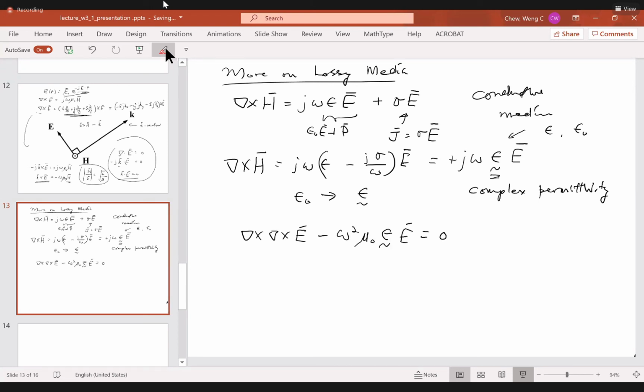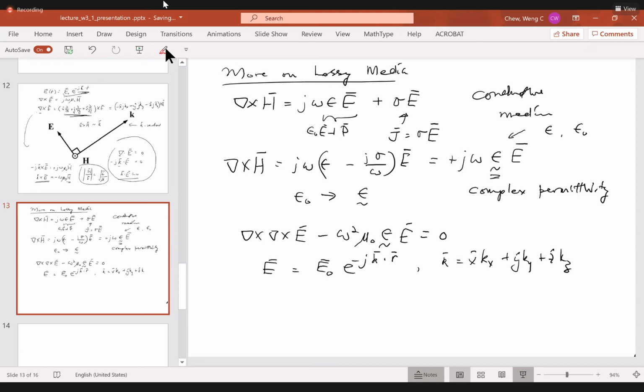We have no more source because J external is equal to 0. You will get an equation something like this if you go through the math. And then again, with the same argument, you can see that E has to be something of this form. Beautiful. Whatever I did before, I can reapply my knowledge. And then the k, again, is a vector with 3 components, as I had before.